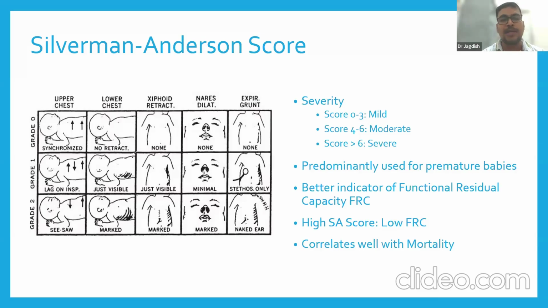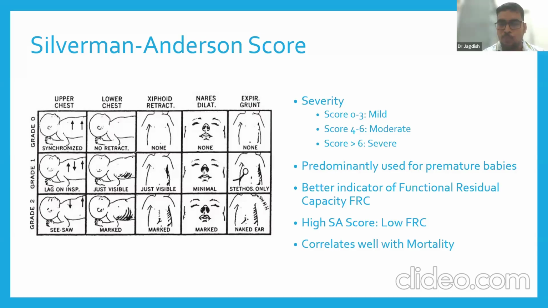Then similarly, xiphoid retraction: if there is no retraction, we give a score of 0. Just visible, we score it 1, and if it is marked, then we score it 2. Similarly, for nasal dilatation or nasal flaring, we have a score of 0 if there is no flaring, minimal is 1, and if it is marked, then it is 2. Then the fifth point is grunting. Grunting is just an expiratory sound. If there is no grunting, we say it is a score of 0.